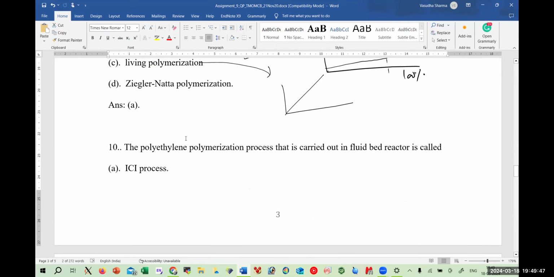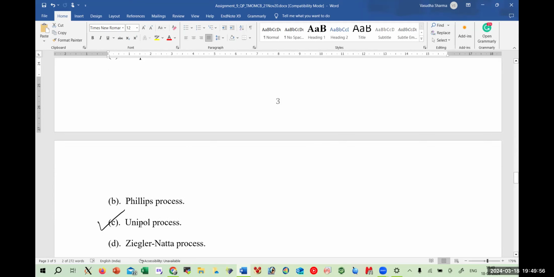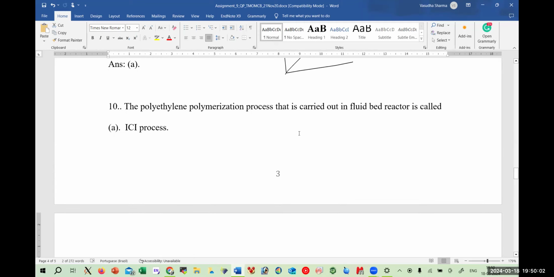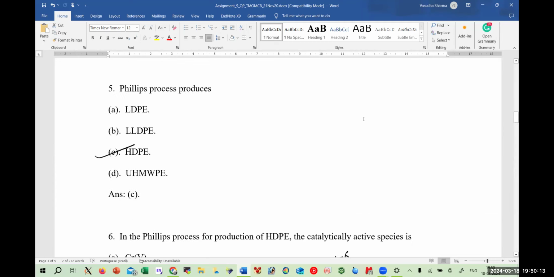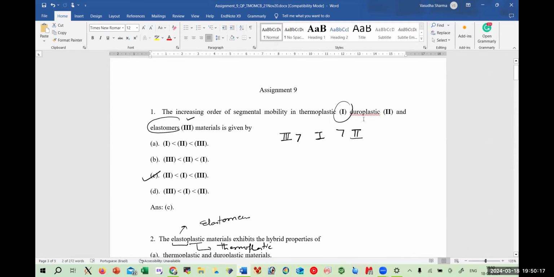And the last one, which is again a theoretical question: the polyethylene polymerization process that is carried out in a fluid bed reactor is called Unipol, because all these, Ziegler-Natta we have already studied, Phillips we have studied. So none of these three processes act in fluid bed reactors. They occur in different reactors having the heterogeneous catalyst. So I hope I have made you understand the things in a very short span of time. If you have any question, you can just ask.